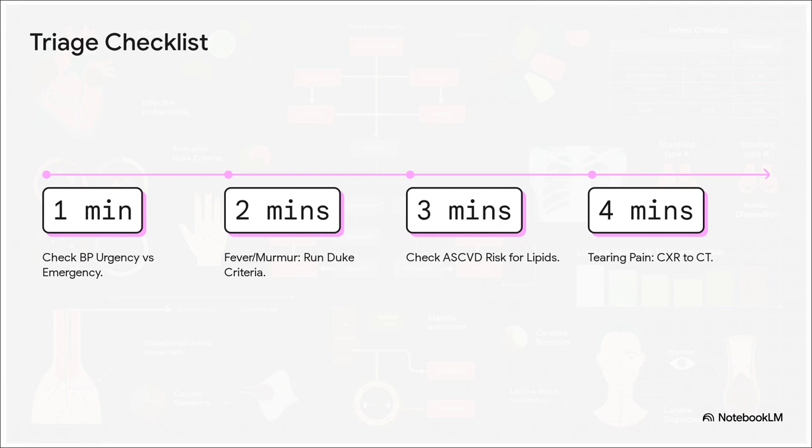Okay, let's do a rapid-fire mental checklist to summarize these algorithms. 1. Severe BP. Check for end organ damage to separate urgency from emergency. 2. Fever and murmur. Run the Duke criteria. Get cultures first, then start IV antibiotics. 3. Dyslipidemia. Use ASCVD risk for statins, but switch to fibrates if triglycerides pass 1,000 to save the pancreas. 4. Tearing chest pain. Screen with CXR, then let hemodynamics dictate CT scan versus bedside TEE.